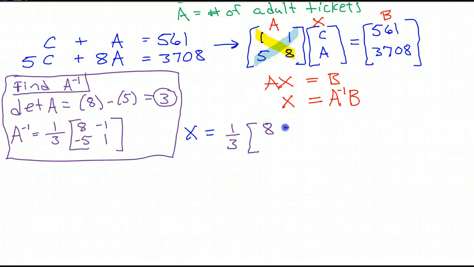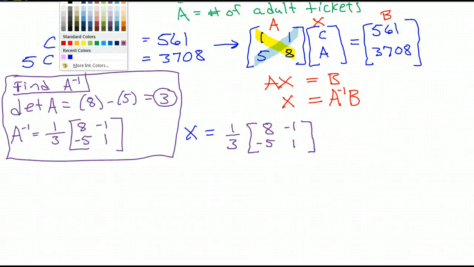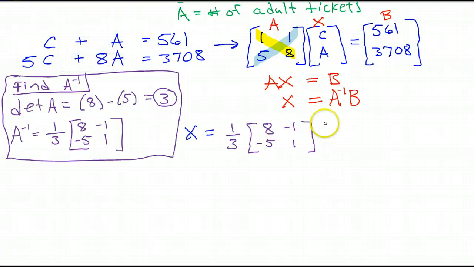Okay, 8, -1, -5, 1. Right, so that's A inverse. And then there's B. Okay, and so that is 561 and 3708. Alright, so we just said x would equal A inverse times B, and now here we have it.